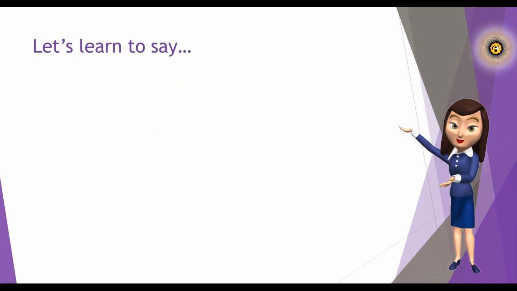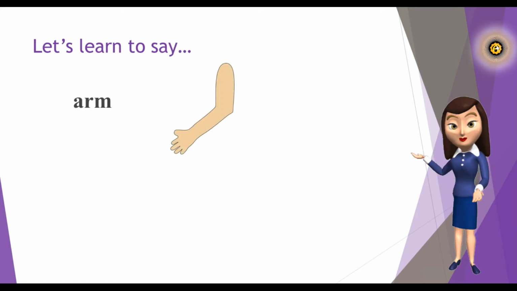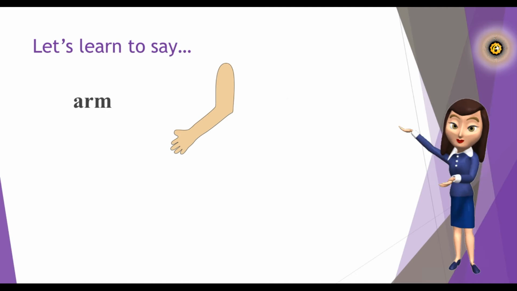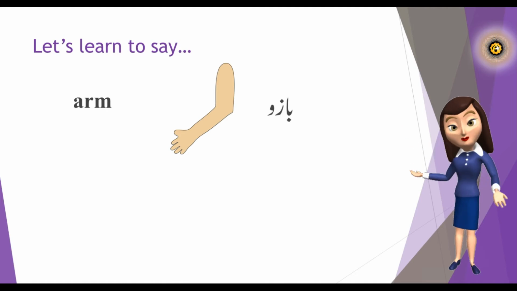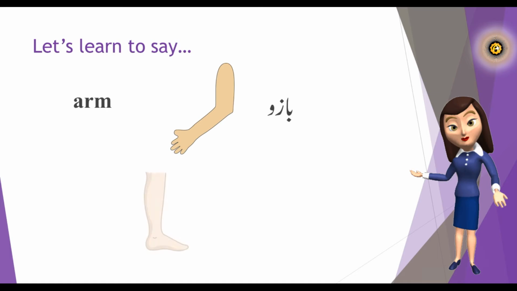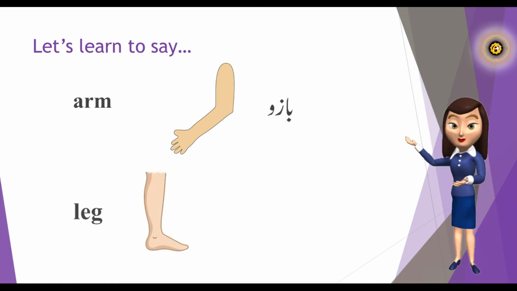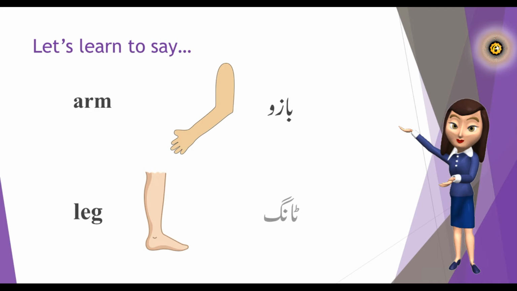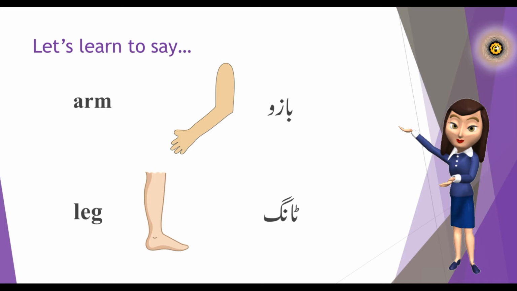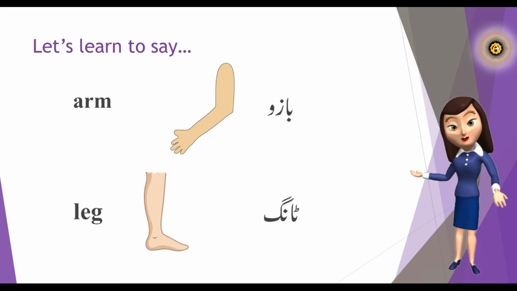Alright, now let's learn to say arm in Urdu. In English we say arm and in Urdu it is bazu. Bazu. Arm. Bazu. Then in English we say leg and in Urdu it is tang. Tang. Leg. Tang.